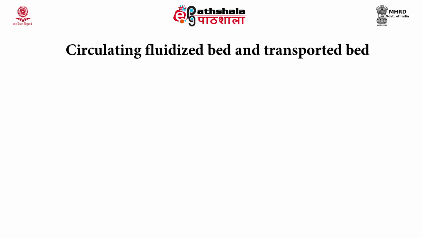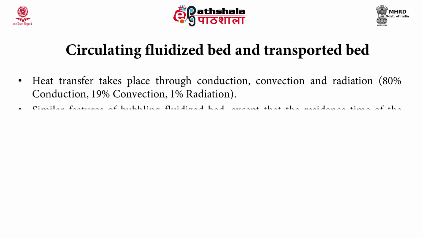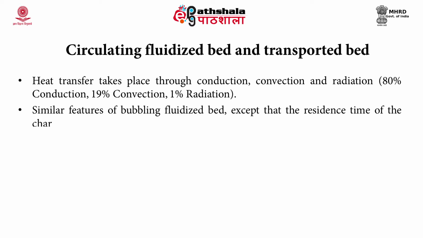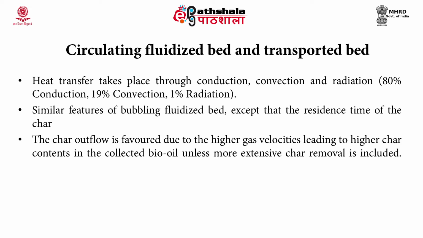The third type is the circulating fluidized bed and transported bed pyrolyzer. These systems have similar features to the bubbling fluidized bed, except that the residence time of char is almost the same as for vapors and gas, and heat transfer takes place through conduction, convection and radiation. Here 80% conduction, 19% convection and 1% radiation. Also the char outflow is favored due to higher gas velocity, leading to higher char content in the collected bio-oil, unless more extensive char removal is included.